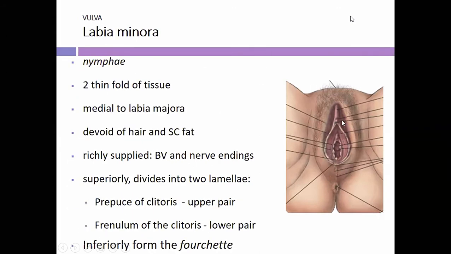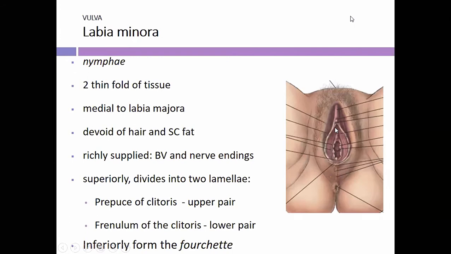Now, medial to the majora is the minora, the labia minora, which is two thin folds of tissue, and this is devoid, of course, of hair and fat. Now, this is richly supplied by nerve endings, and then superiorly, this will divide into two to form the prepuce of the clitoris, and then inferiorly is the frenulum of the clitoris.